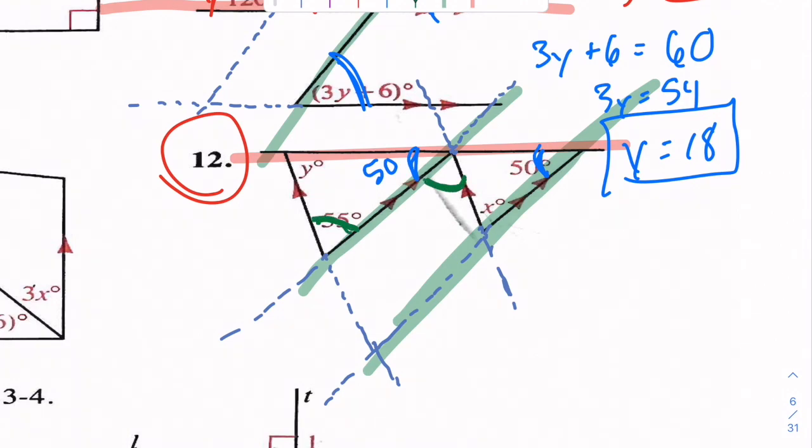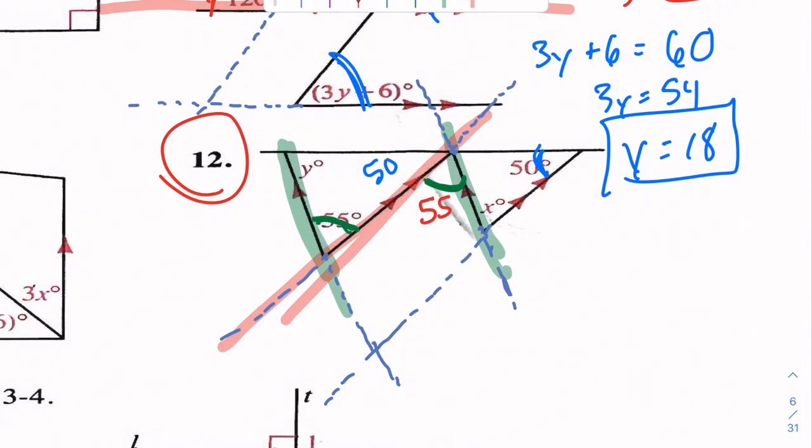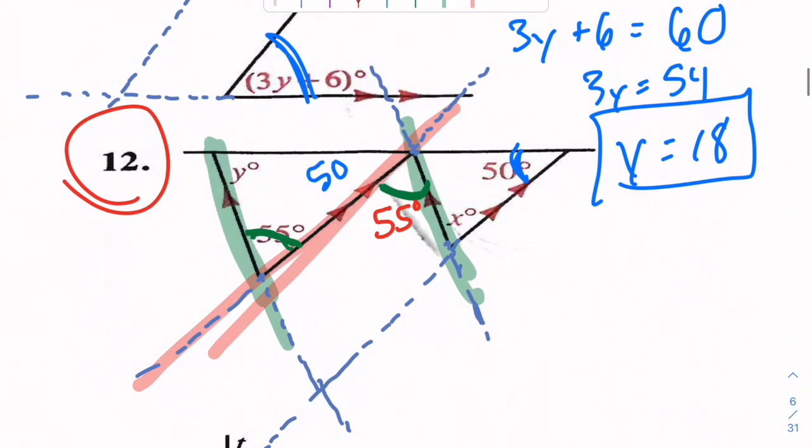Are these not alternate interior angles? Right, I can now compare. These are your parallel lines, this one and this one. This is your transversal. Do you see that alternate interior? 55 right here. And you guys can probably see this now. But you can now compare.